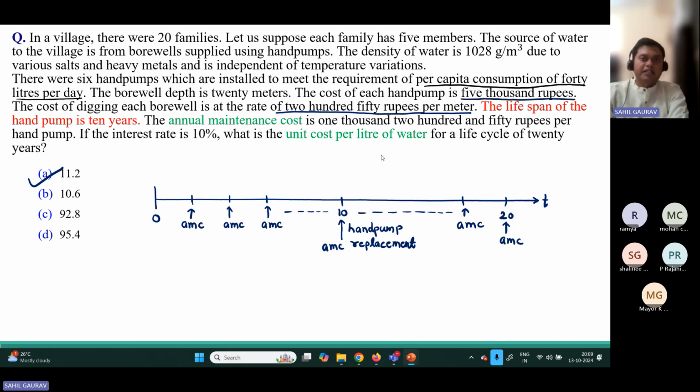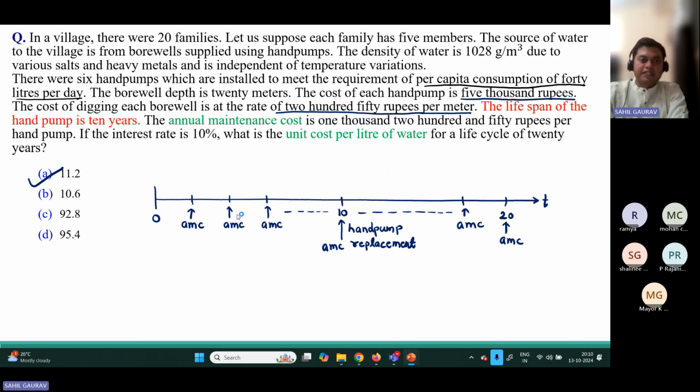In the earlier part, the density of water was considered as 1000 kg per meter cube. While in this part, the only difference is that the density of water is considered 1028 kg per meter cube due to various salts and heavy metals and temperature variation. So both the problems are the same. You have to find the unit cost per liter of water for a life cycle of 20 years.